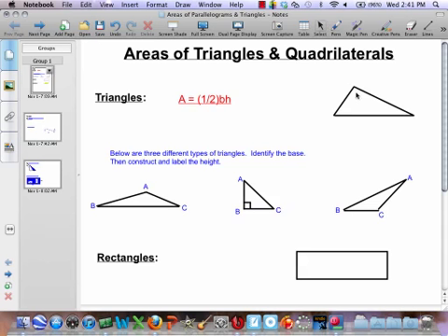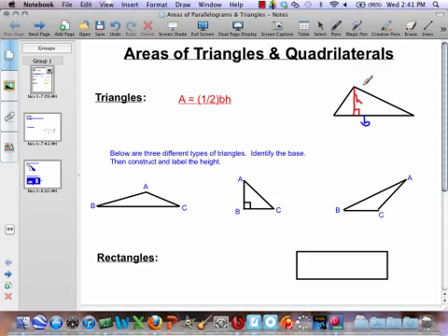So in a very simple model, if I use this bottom line as my base, the height is the segment from the opposite vertex that is perpendicular to this base. Wait, the height has to be perpendicular to what? To the base. So whatever side you choose to be the base, your height must be perpendicular to that. And that's going to work for all the shapes that we're going to be talking about over today and tomorrow.